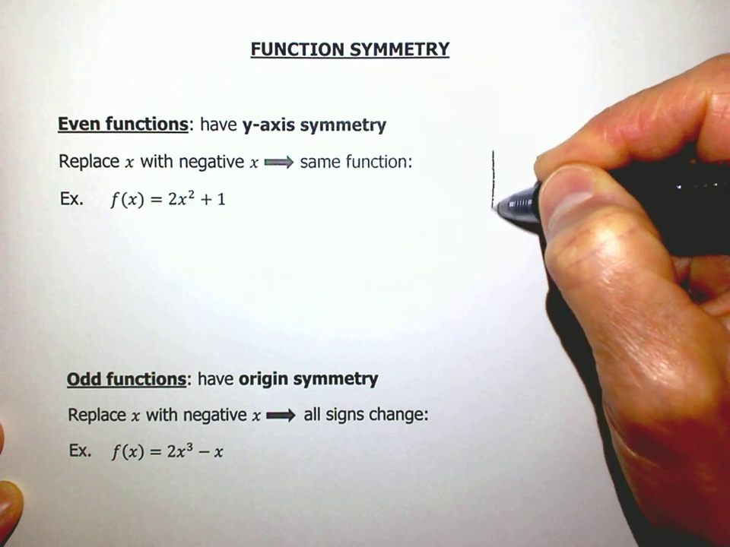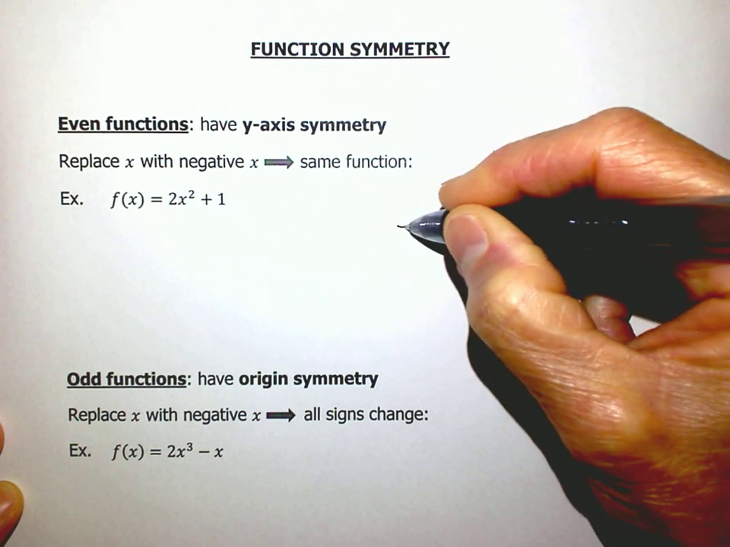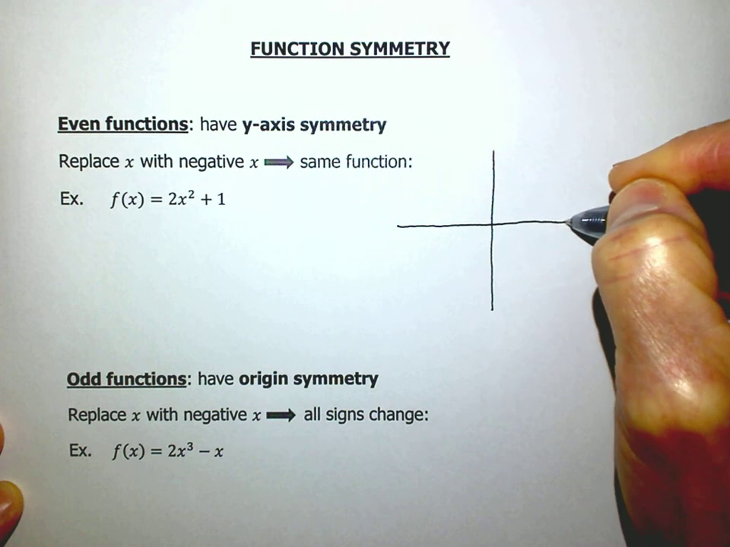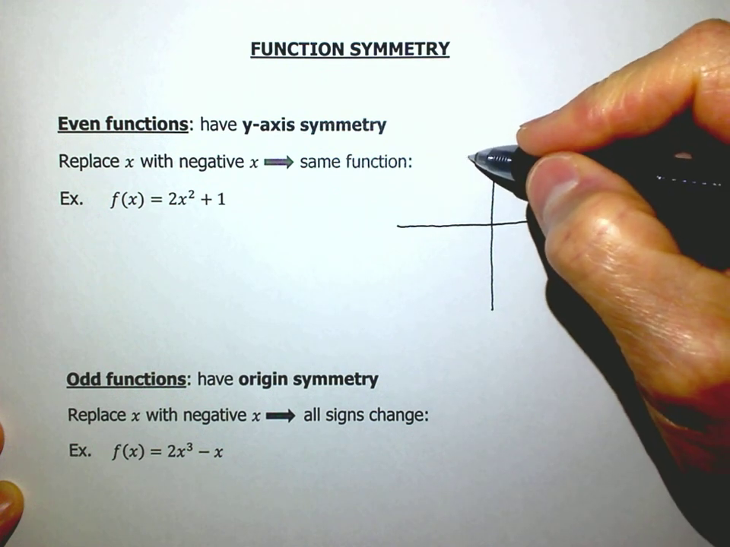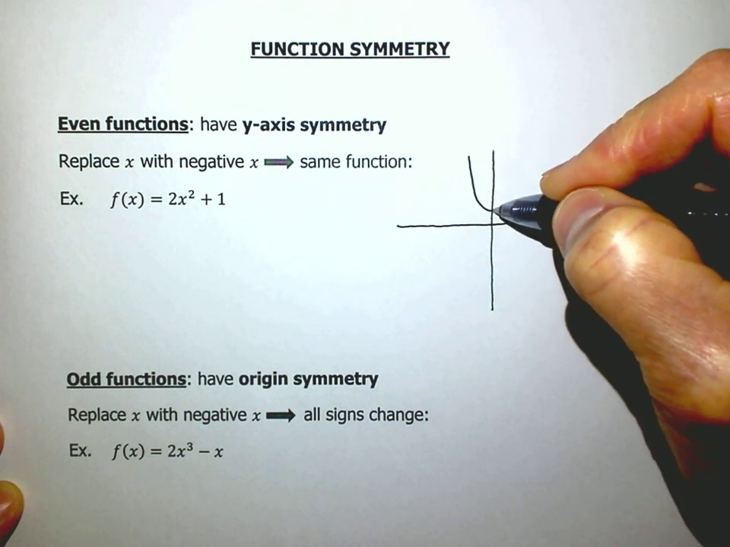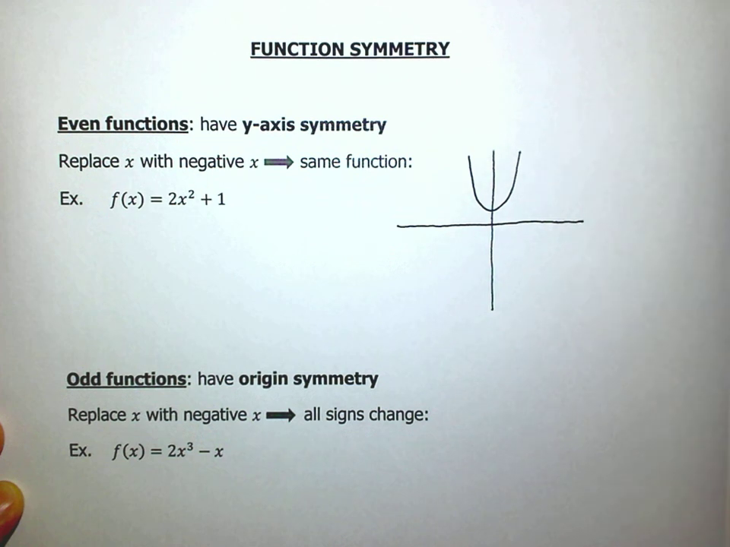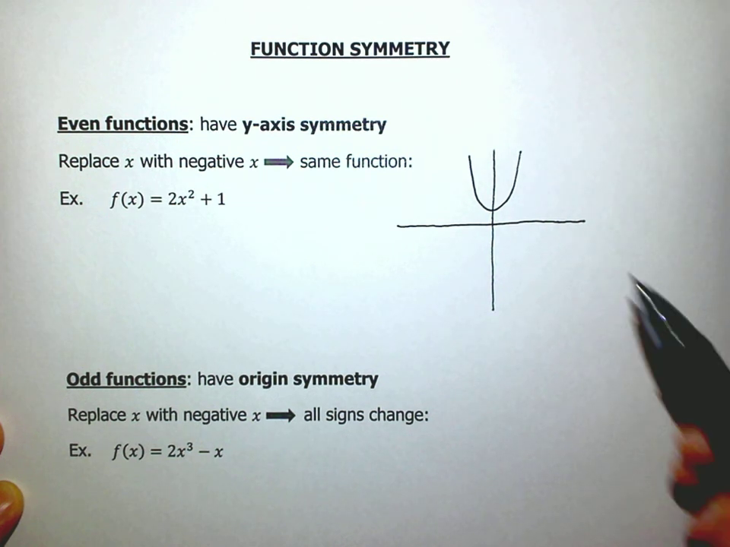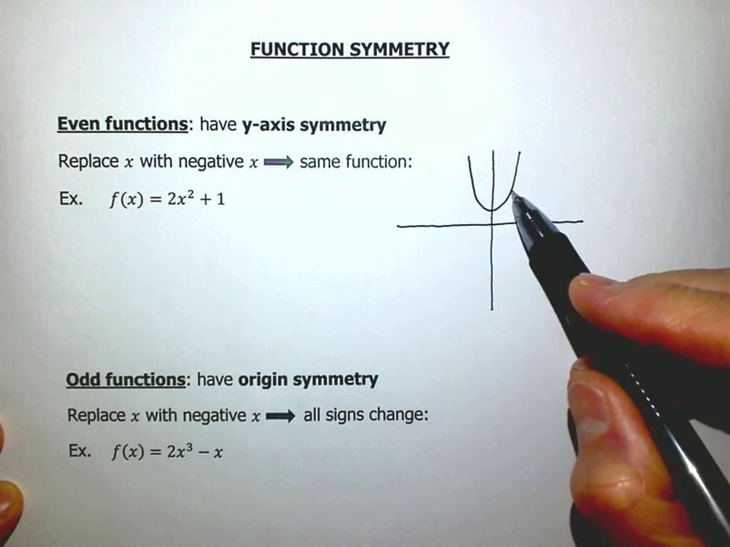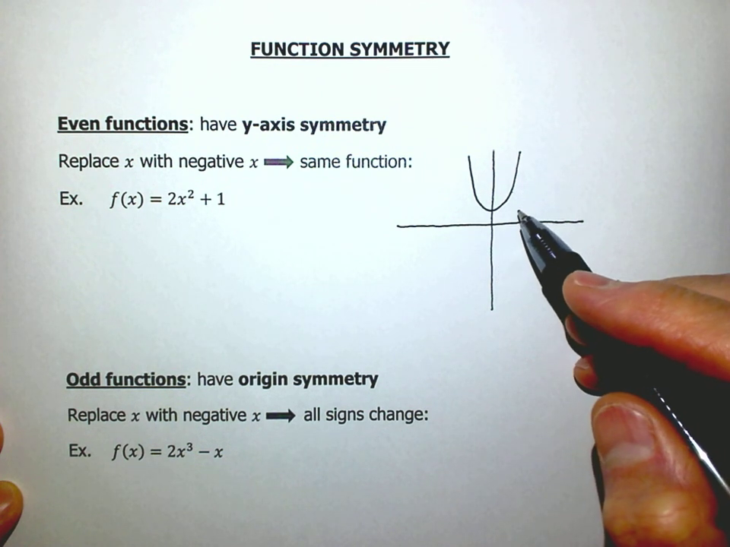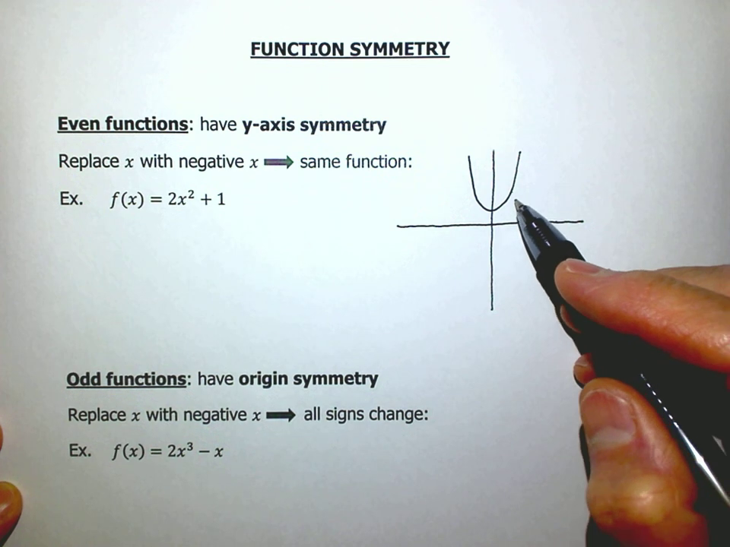For example, we have a function listed on your handout, f of x equals 2x squared plus 1. That roughly looks like this. If you notice, it is mirrored on either side of the y-axis. So we say that it has y-axis symmetry, and we can tell by looking at the graph.